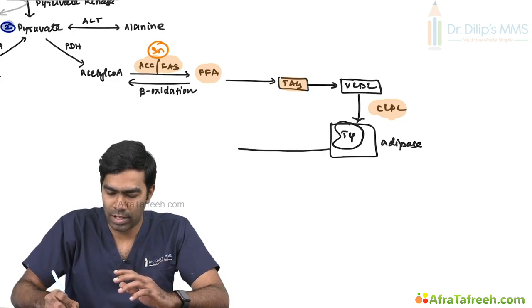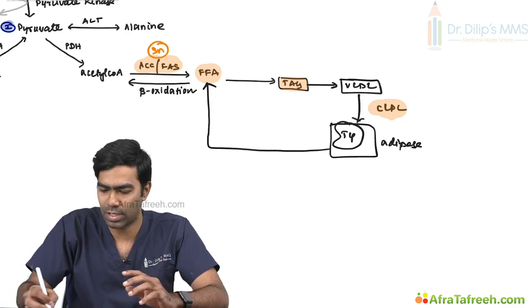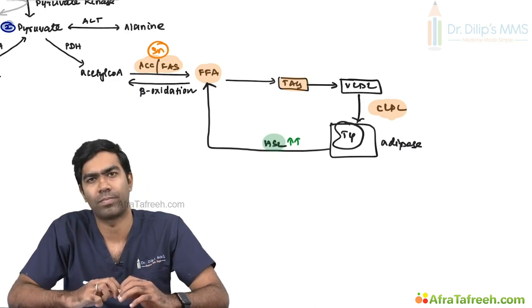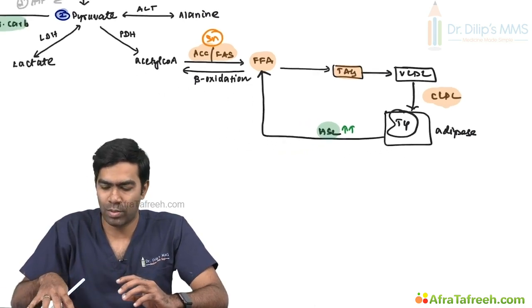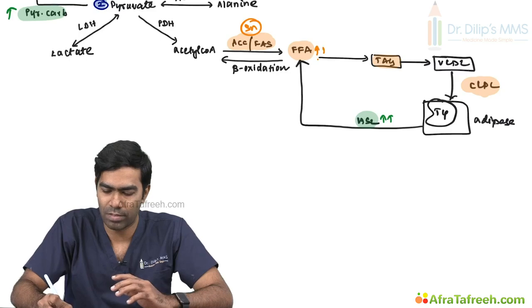And of course, these triglycerides will be pushed back to free fatty acids through lipolysis, because there is another enzyme, hormone sensitive lipase, which will be too active in the setting of insulin resistance, because this enzyme is resistant to insulin now. And they are going to produce lipolysis, and they are going to increase the level of free fatty acids.